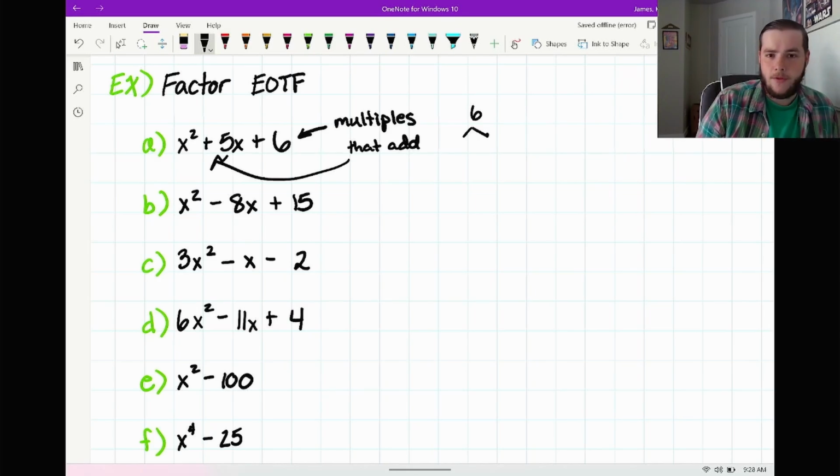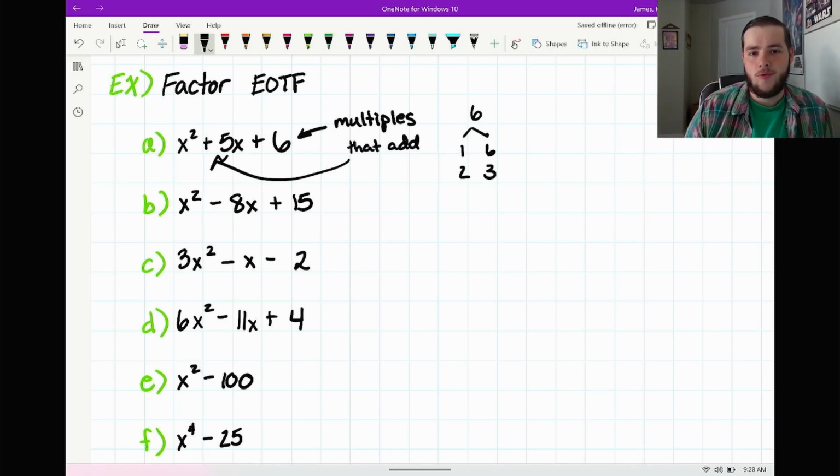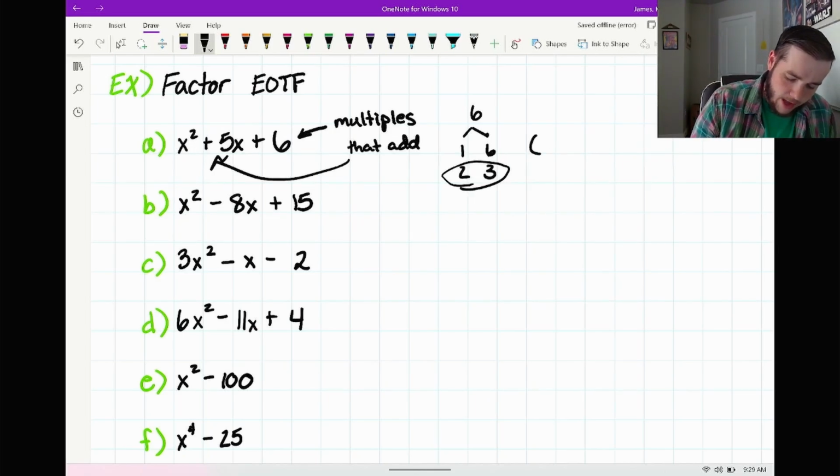Well, there are only 2 pairs of factors of 6: 1 and 6, and 2 and 3. 1 and 6 certainly don't add to 5, but 2 and 3 do. So these are the factors that I'm looking for. What I get are x plus 2 and x plus 3.